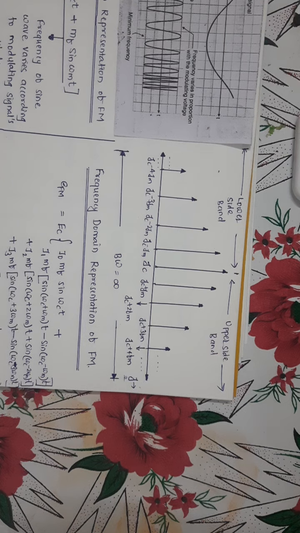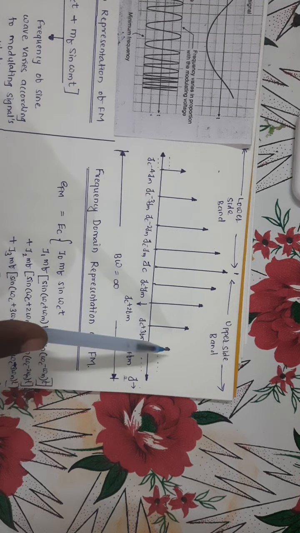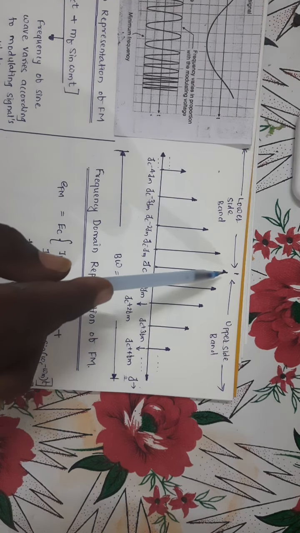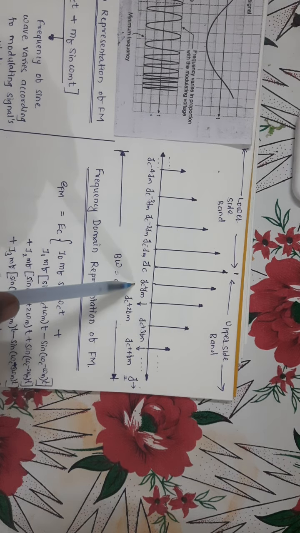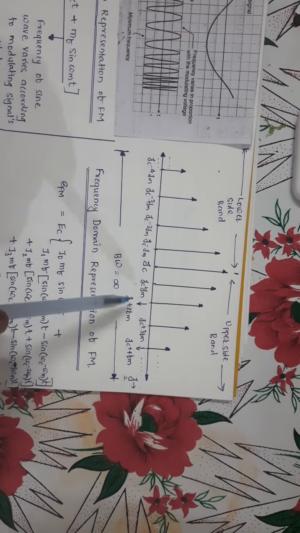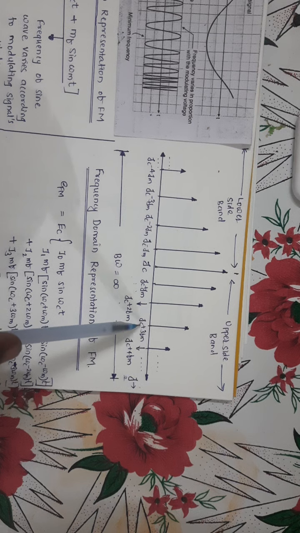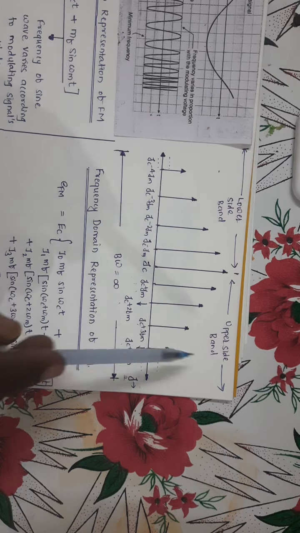Now dear students, one of the important points we are discussing here is that whenever we observe a frequency domain representation of FM, you are observing different side bands. So we can say that there are infinite side bands: infinite upper side bands, infinite lower side bands. Whatever the f_c term, that is the carrier frequency term, is of maximum amplitude and is unique. But here you are observing f_c minus f_m, then f_c plus f_m, then f_c plus 2f_m, f_c plus 3f_m, f_c plus 4f_m, and so on.